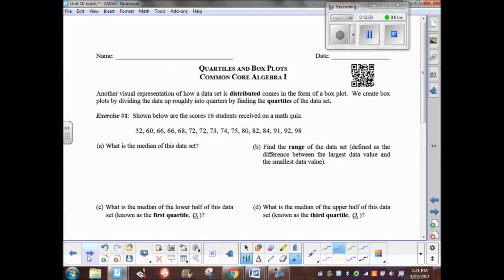Score tiles and box plots. So another visual representation of how data is distributed comes in the form of a box plot. Sometimes a box plot is called a box and whisker plot. We create a box and whisker plot by dividing the data up roughly into quarters. Okay, quarters, 25% of the data, quartiles. So, 25% of the data.